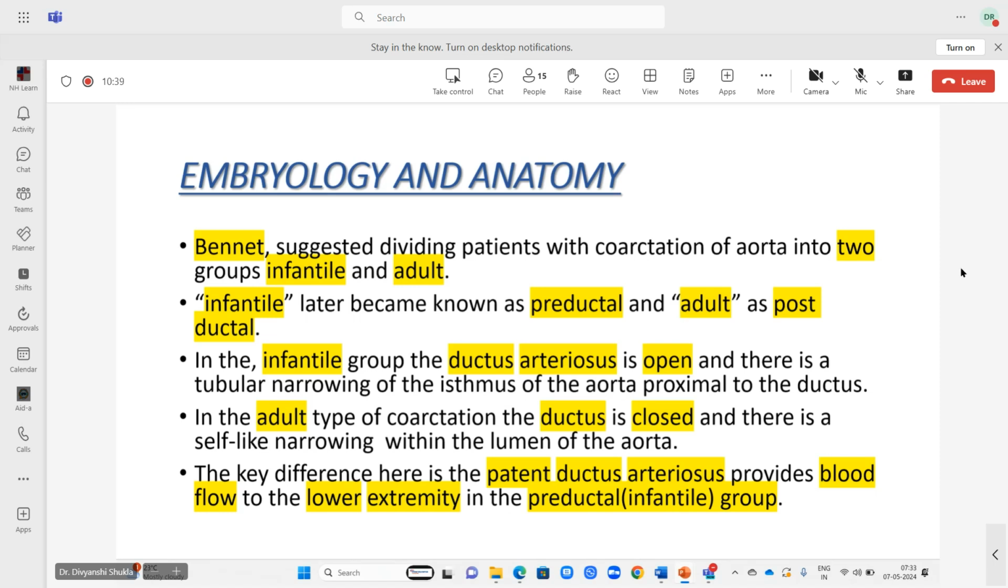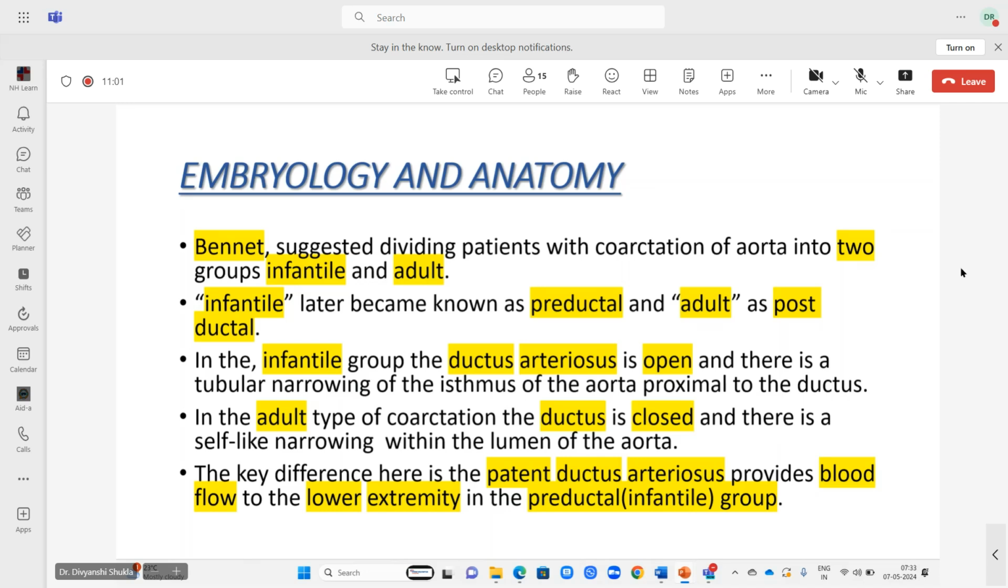Embryology and anatomy. Bennett suggested dividing patients with coarctation of the aorta into two groups, infantile and adult. Infantile later became known as preductal and adult as postductal. In the infantile group, the ductus arteriosus is open and there is a tubular narrowing of the isthmus of the aorta proximal to the ductus.